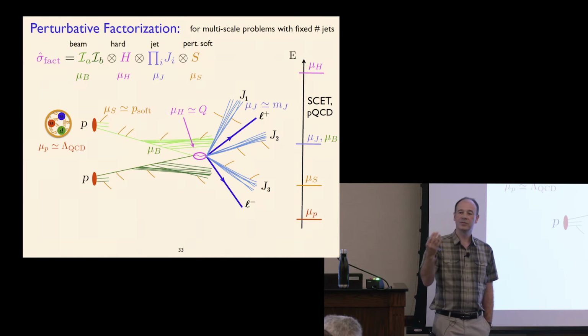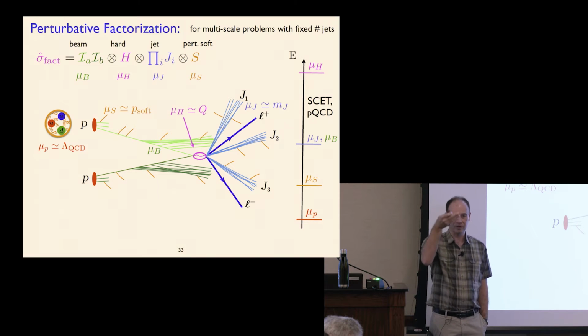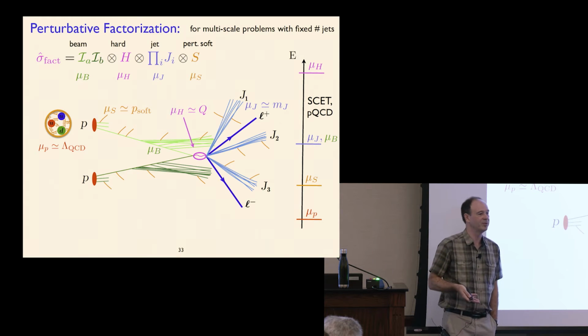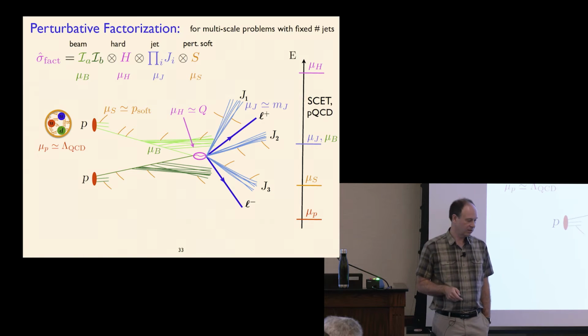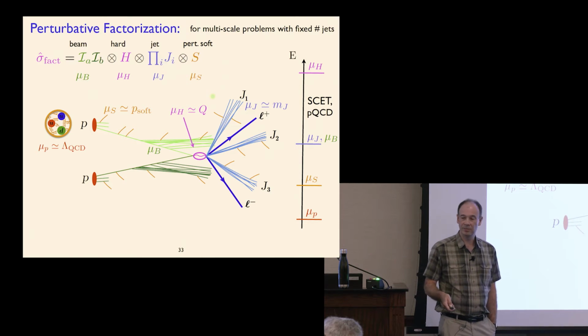There's also universal physics in the perturbative part of the problem, because often the perturbative part of the problem involves multiple scales, and then there's logarithms between these scales, and we have to do resummation in order to have control over the precision level that we want for the cross-section. And so SCET basically organizes things. It organizes the scales, and it tells you how to resum logarithms.